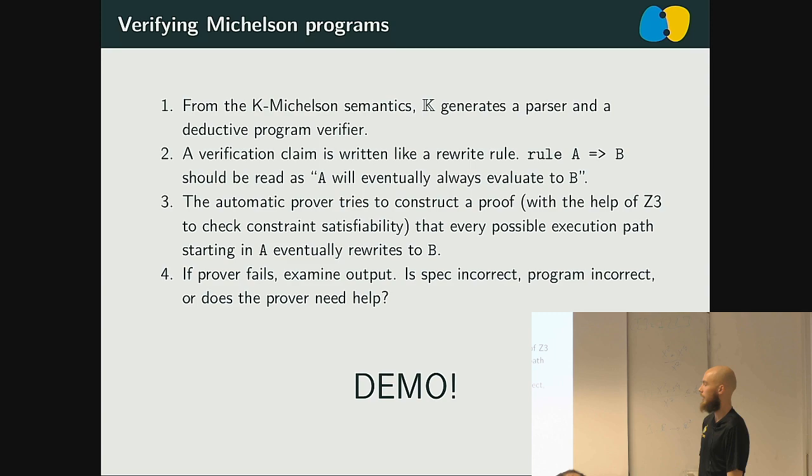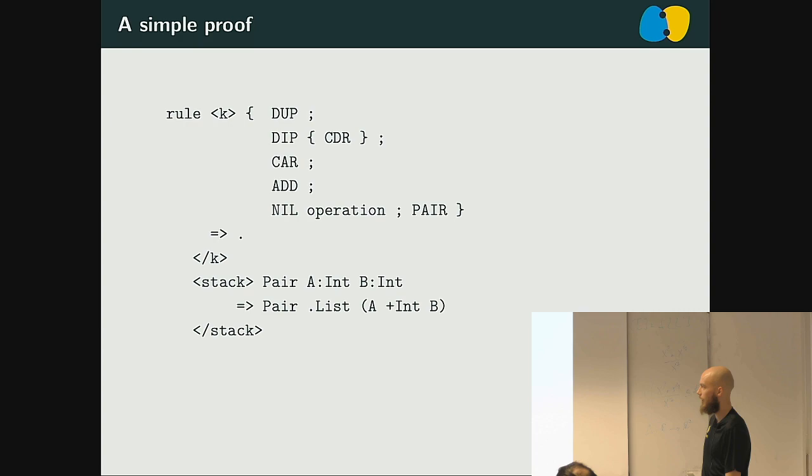Demo time again, but on slides. Here's a super simple program. I tried to write up the program we saw before in the previous presentation, but I didn't have time, but I'll show you later. This is a slightly less interesting program. It just takes the input pair and rewrites it to nil and the sum. This goes through immediately. It doesn't need any help.